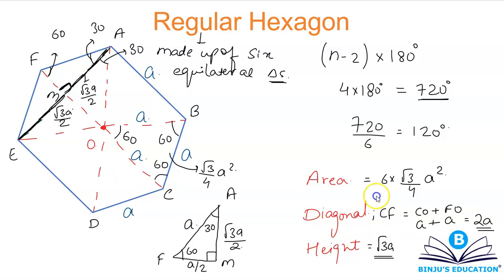So remember the three results. First is the area, 6 into root 3 by 4 into A square. Second is the longest diagonal, which is 2A. And third is the height, which is root 3A. So when we'll be taking up questions on whatever we have done, we'll simply be using these results. We will not be proving these things again while solving questions based on these things. I hope all the things are clear to each one of you. If you have any doubts, any concerns, any questions, do let me know.